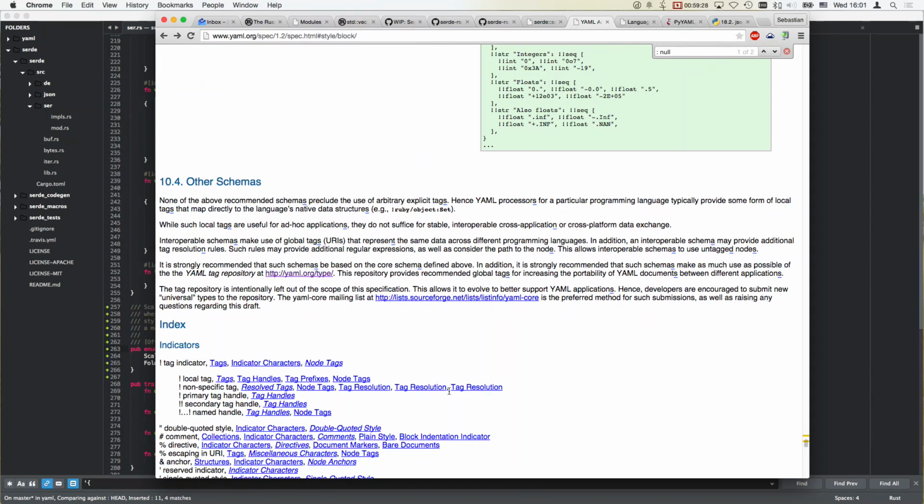Sufficiently well. I think most people don't care about that anyway, but it's part of the YAML, right? And now that I'm at it, I think I can do it, or try to do it right, at least. The tag repository is intentionally left out of the scope of the specification. This allows it to evolve to better support YAML applications. Hence, developers are encouraged to submit new universal types to the repository, and so on.